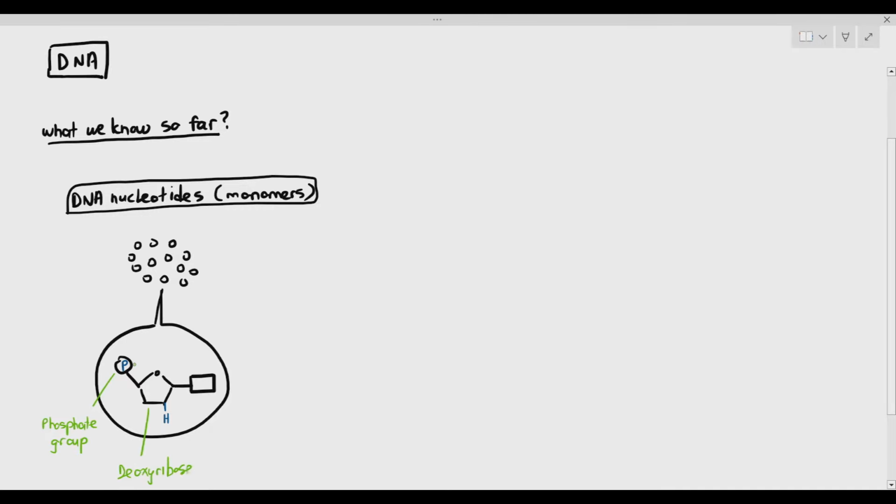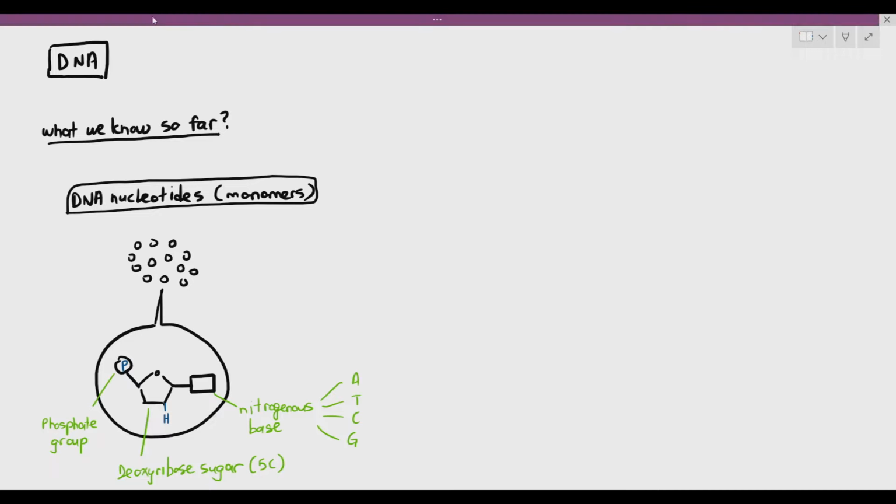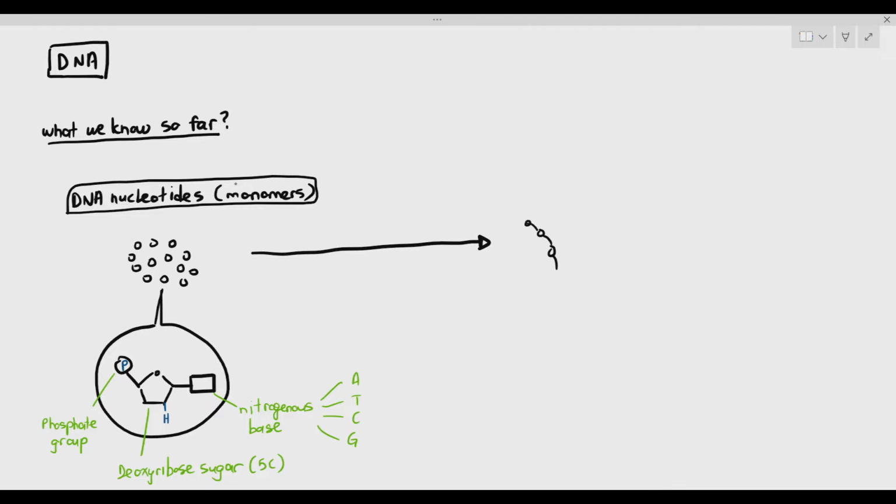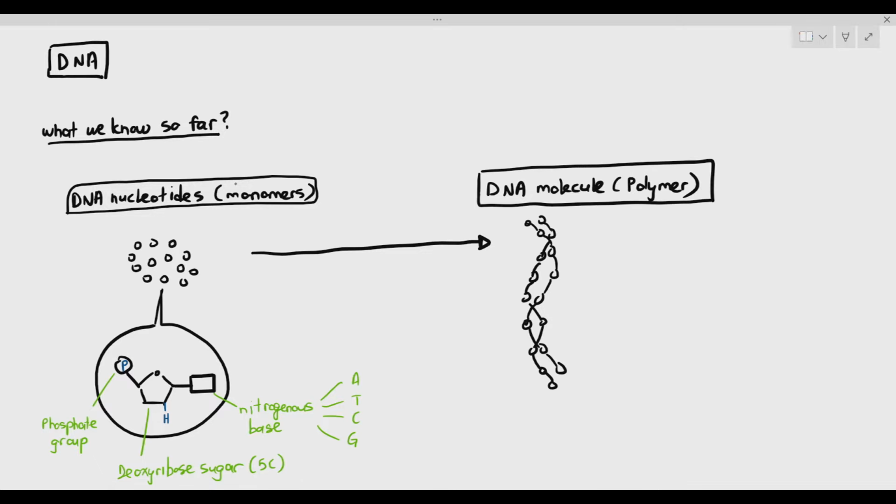I've simplified the nitrogenous bases over there, and there can be 4 possible nitrogenous bases that can exist, which are A, adenine, T, thymine, C, cytosine, or G, guanine. When you join these DNA nucleotides together, you can get something called a DNA molecule, which is the polymer. And that's when it forms the very familiar shape that we know.